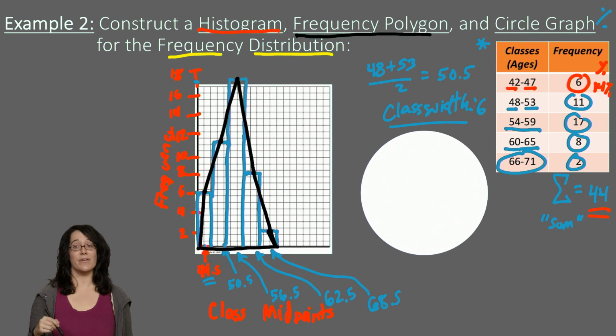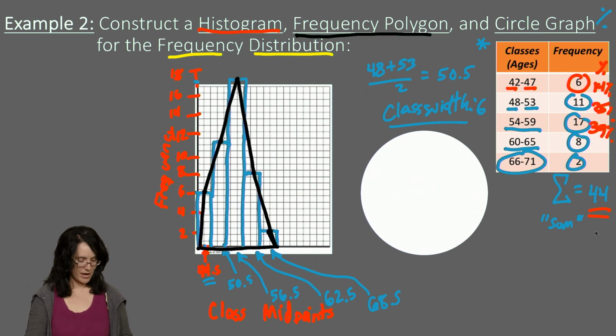And then we would do 11 divided by 44, which is nice. That's 1/4 or 25%. Then 17 divided by 44, which becomes 39%. And then we did 8 divided by 44. Now that one reduces to 2 out of 11, which becomes 18%. And finally, we do 2 divided by 44, which does reduce to 1 out of 22, or just 4%.